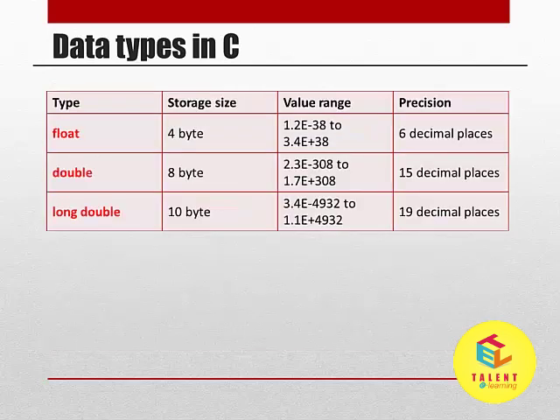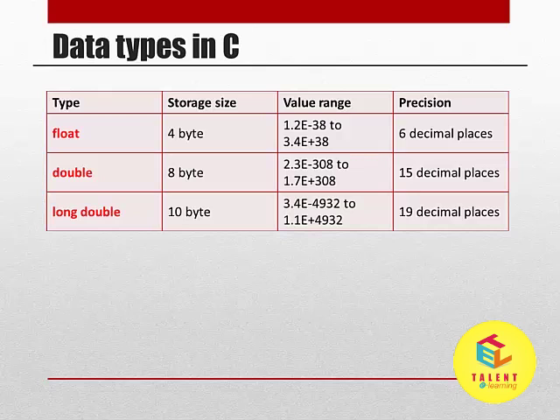Float, its storage size is 4 bytes and it holds the given value range and its precision is 6 decimal points. Double, its storage size is 8 bytes, which is double the float, with the given value range, and its precision is 15 decimal places.